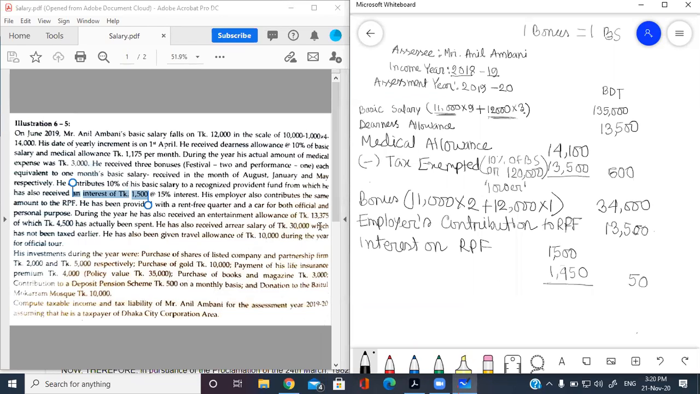Then his employer. Okay. Let me ask you a follow-up question related to this. If the interest is earned from unrecognized provident fund, would this exemption be applicable? No, sir. In that case, the tax exemption we just calculated would not be applicable. So when you are given the information, you need to check it twice, whether it is recognized or unrecognized.